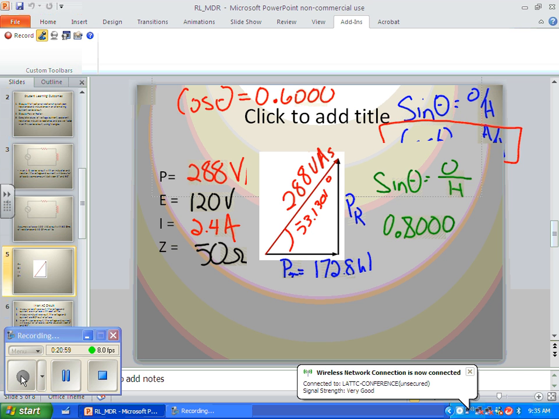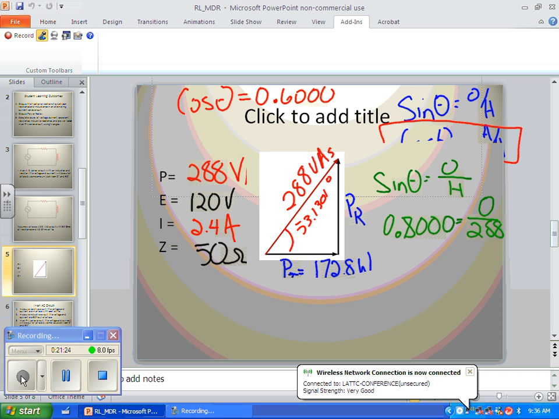Okay, let's call that 0.8, just for the S's and G's, and that's equal to the opposite. Do we know the opposite? No, that's what we're looking for, right? We're looking for the side opposite, which is the reactive power. And we know the hypotenuse, though. What is the hypotenuse? 288.